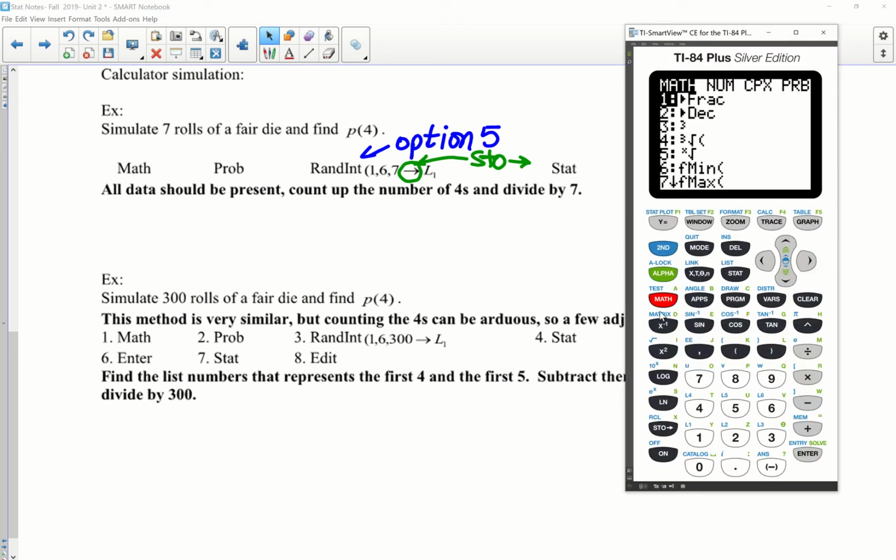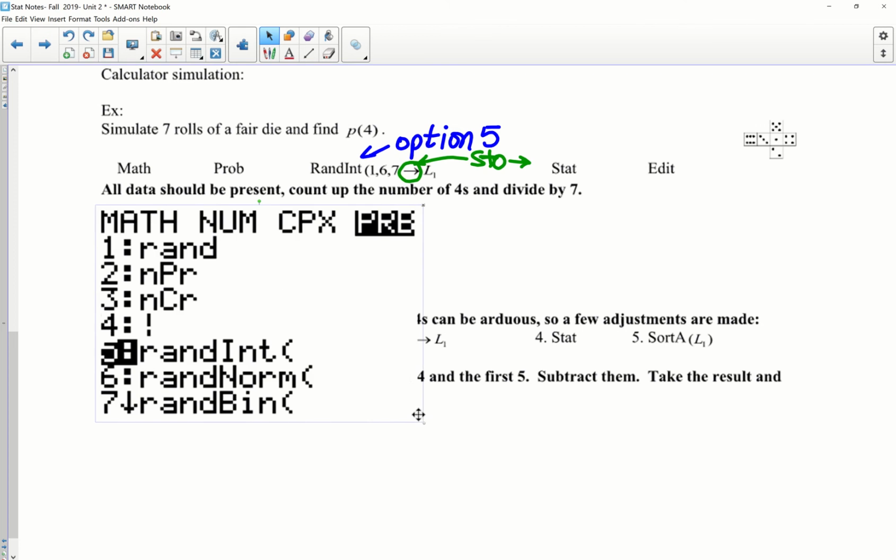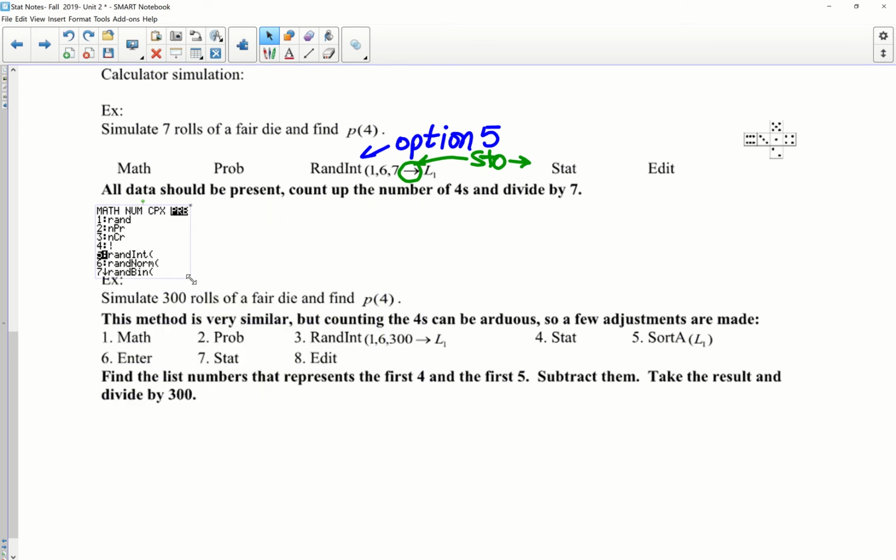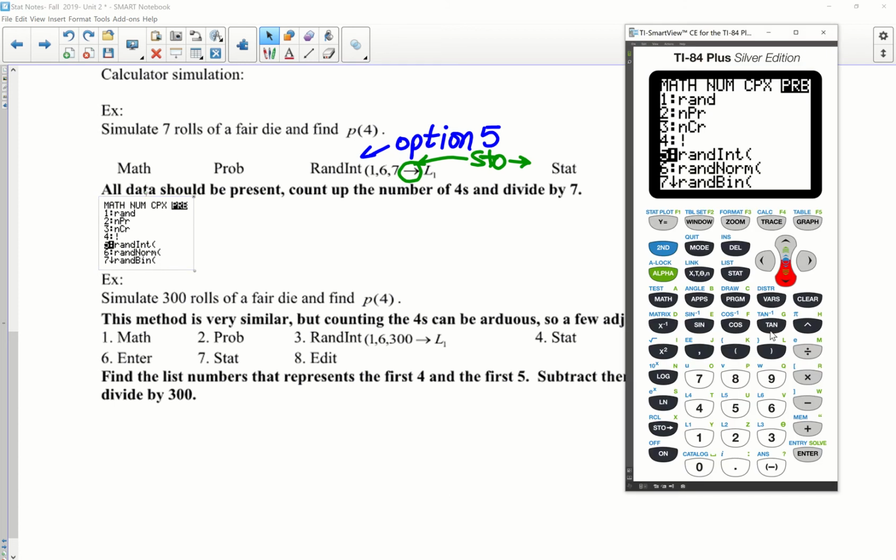So you were in the home screen, you just hit math, you're going over to probability. So you could hit the left arrow once to do that, or you could hit the right arrow 3 times. Either way, it's left or right arrow to get to the probability menu. And you'll see an option for rand int. So that's option 5. So hit enter on that.